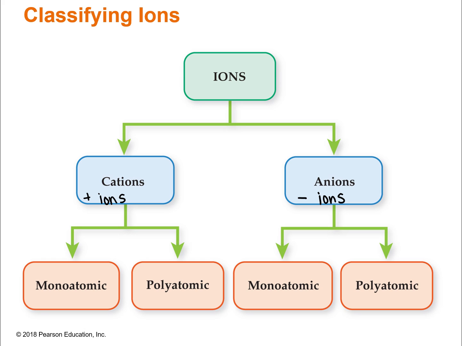Within these groups, you can have monoatomic or polyatomic ions. Monoatomic just means that there's one atom. So an example of a monoatomic cation would be Na+. It's one atom, it's positively charged. Polyatomic means two or more.